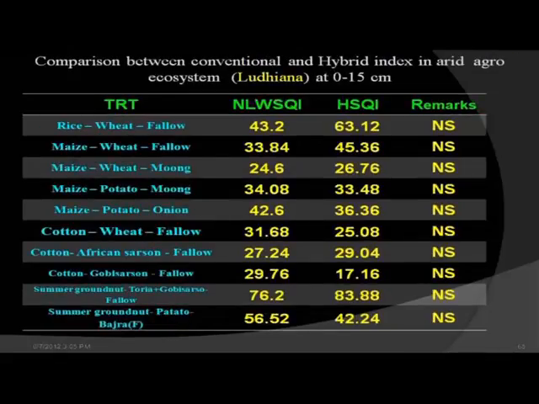What I need to say here is, this is the conventional soil quality index, and there is a hybridized soil quality index. Hardly any difference can be seen between them. That means we can also replace the conventional approach with hyperspectral remote sensing to estimate and monitor soil quality, and to suggest what kind of cropping patterns should be there so that my soil quality will be restored.